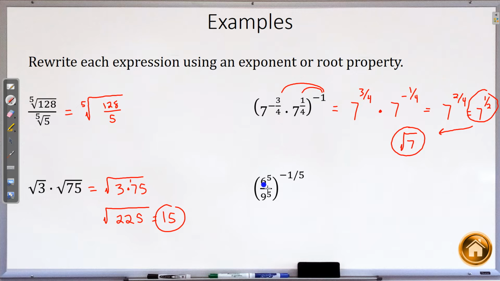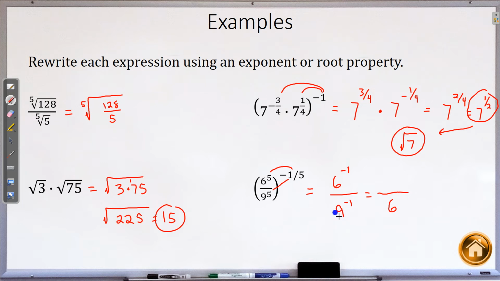All right, one more here. We've got different bases, same powers though, and then all to the power of negative 1/5. So if I remember the exponent property, we can distribute. So that will be 6 to the power of, let's see, 5 and negative 1/5 is negative 1, over 9 to the power of, and again 5 times negative 1/5 is negative 1. Now here's an interesting problem here. So 6 to the negative 1. 6 to the 1 is 6, but a negative exponent moves it to the denominator. So that 6 is actually going to be in the bottom.